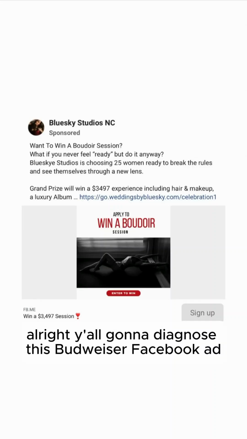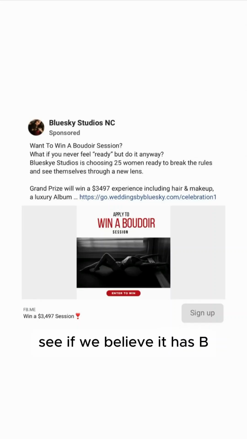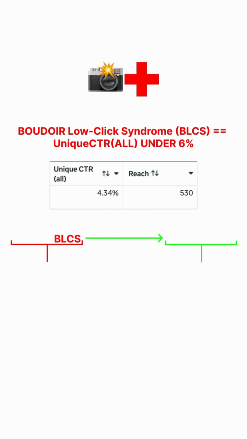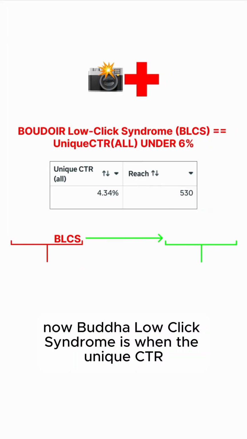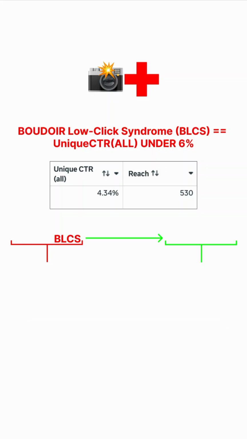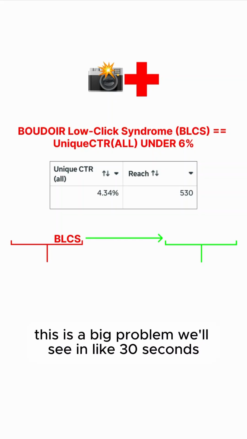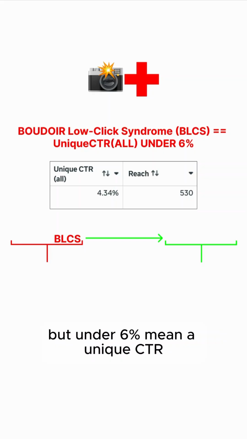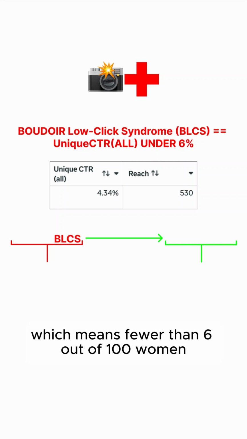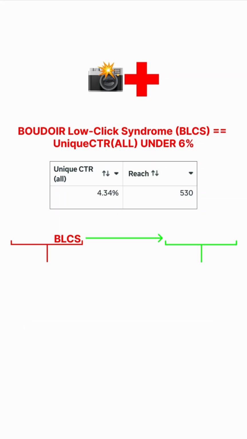All right, y'all. Diagnose this Boudoir Facebook ad, see if we believe it has BLCS, aka Boudoir low click syndrome. So, BLCS, Boudoir low click syndrome, is when the unique CTR on our Boudoir Facebook ad is under 6%. Under 6% means fewer than 6 out of 100 women are clicking anywhere on our ad, which means fewer than 6 out of 100 women, our ad is entering their brain.